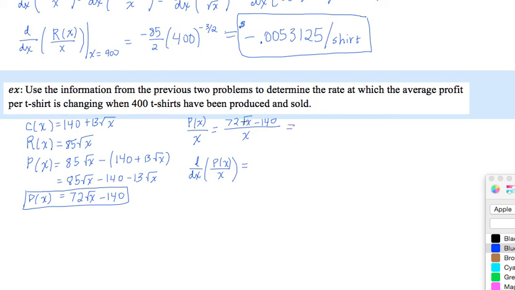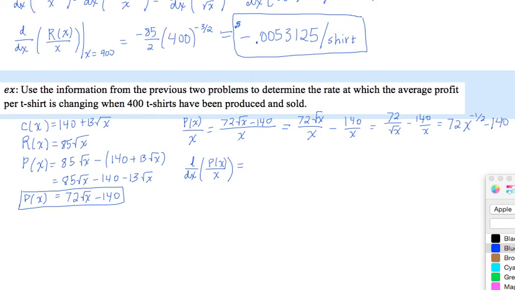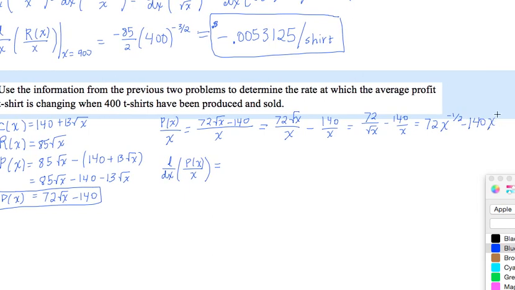Before we do, let's split it into two fractions. So we're going to do 72 root x over x minus 140 over x. Now this, as I've done before, simplifies to 72 over root x. So now if we rewrite both of those fractions with exponents so that we can use the power rule, we get 72 x to the negative a half minus 140 x to the minus 1.